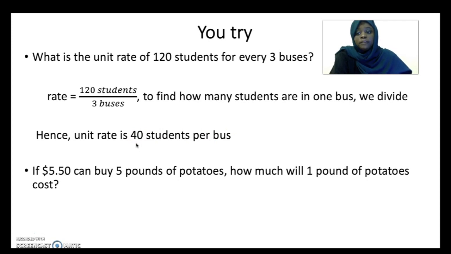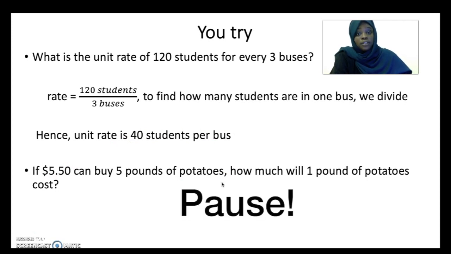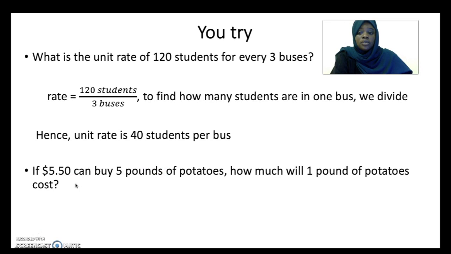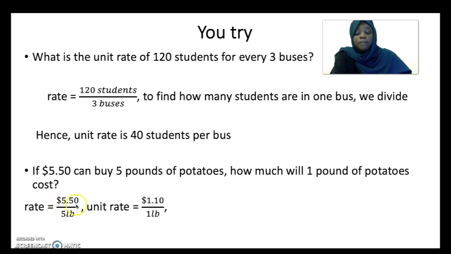If $5.5 can buy 5 pounds of potatoes, how much will 1 pound of potatoes cost? Go ahead, pause the video, come back after you solve it. Now, one key thing when finding the unit price is to keep your money as your numerator, because you want to find the amount for one item, the amount for one quantity, okay? So if we write this as a rate, it becomes $5.5 per 5 pounds.